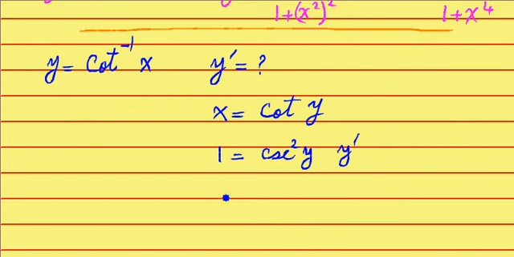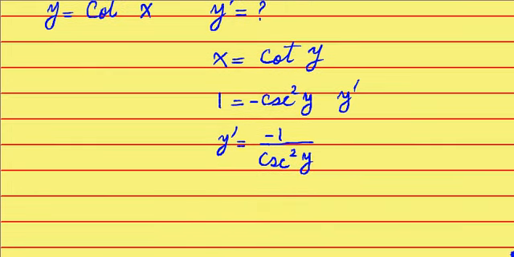So y prime is going to be 1 over, excuse me, I had a missing minus here. Derivative of cotangent is minus cosecant square. So minus 1 over cosecant square of y. You remember that identity that says 1 plus cosecant square of y is equal to sorry, I have to make a correction here.